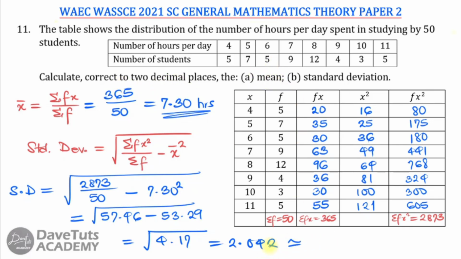So here, 2 will round down to 0. That will not have an effect on 4. So we have it as 2.04 hours as the standard deviation for this particular question. And with that, we've been able to solve this question holistically, compute our table, use the formula that is appropriate, and our work is done and dusted. All right.